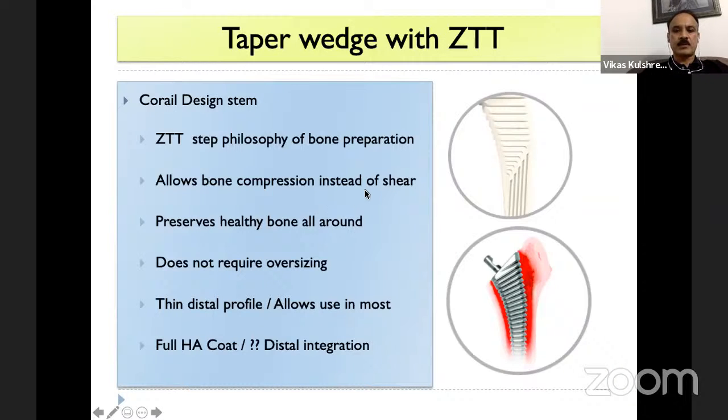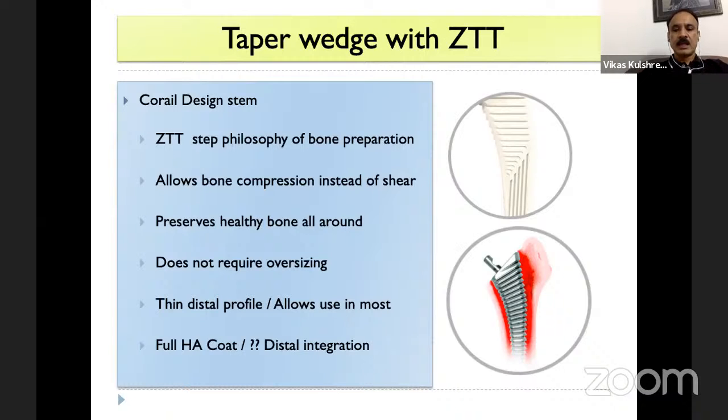So when you prepare with the broaches, the canal, the cancellous bone all around the stem gets compacted even while insertion, and thus preserves healthy bone all around. They do not require to be oversized. So you see, there can be bone left around. You don't need to hit the cortex, which is an issue with the modern tapers.